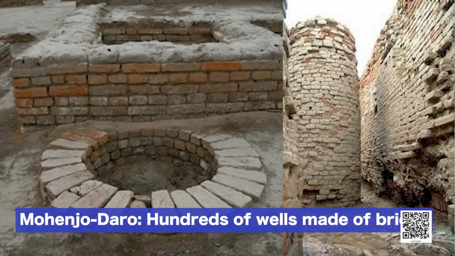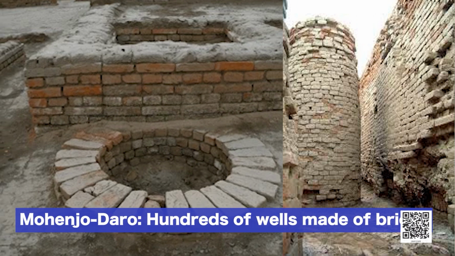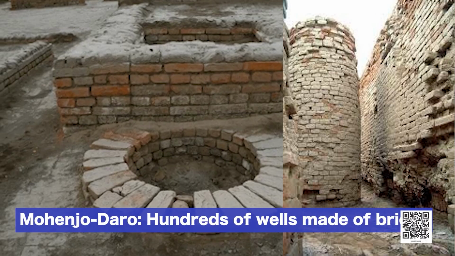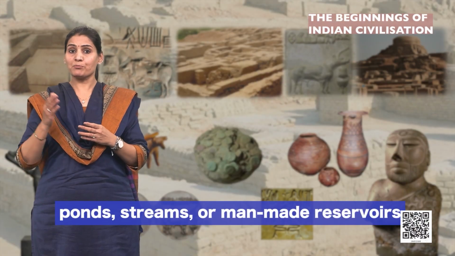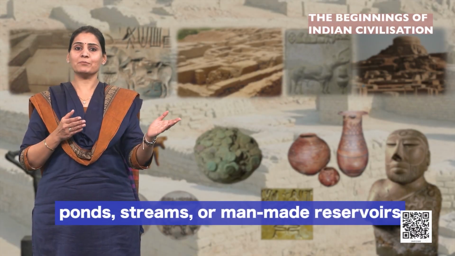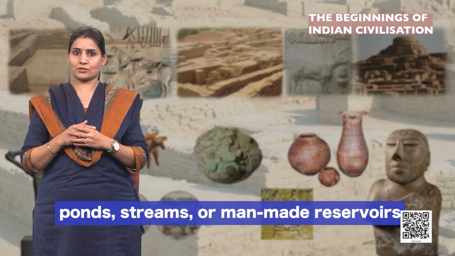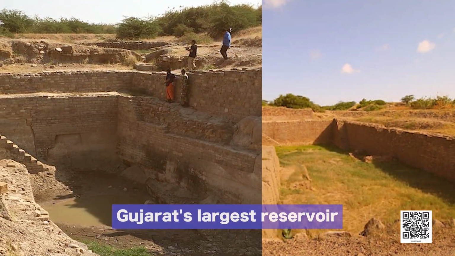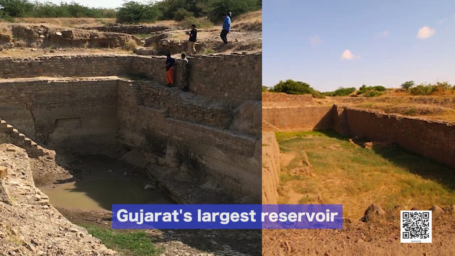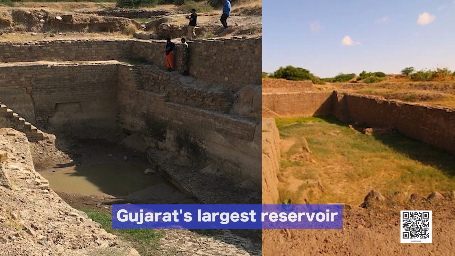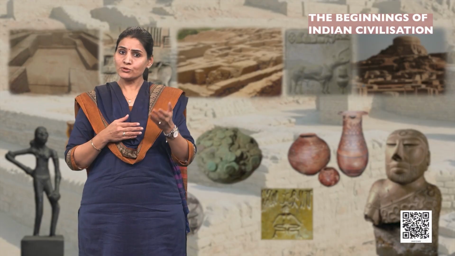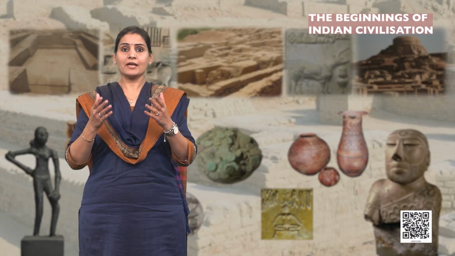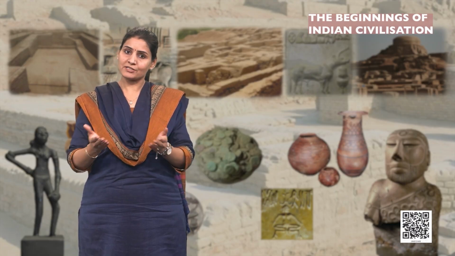Do you know their irrigation system? Yes. In Mohenjo-daro, people got water from hundreds of wells made of bricks. They also had ponds, streams, or man-made reservoirs for water storage. Dholavira in Gujarat had the largest reservoir. It had at least 6 reservoirs made from stone or even carved into rock. Most of these were connected with underground drains for efficient water collection and distribution.